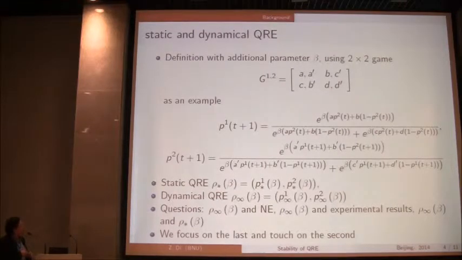So the third question we ask is, how do we compare this to experiments? Can we now fit this to experiments? So, in a sense, we are asking what is the difference between our stable QRE and NE, what is the difference between our stable QRE and experimental results, and what is the difference between these two? But today I will just focus on the last and talk a little bit on the second. And basically, that's it. The rest, I will just show you a bunch of examples, a few figures, and we are done.